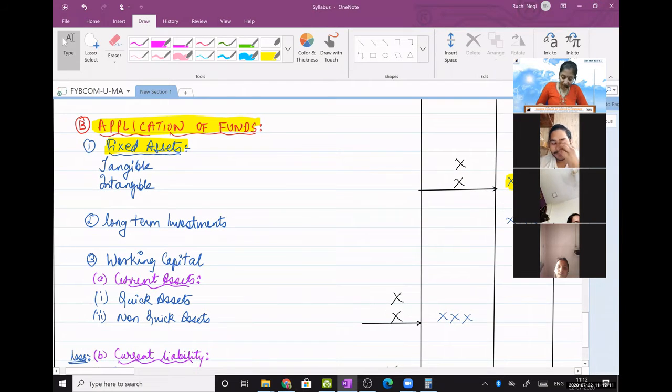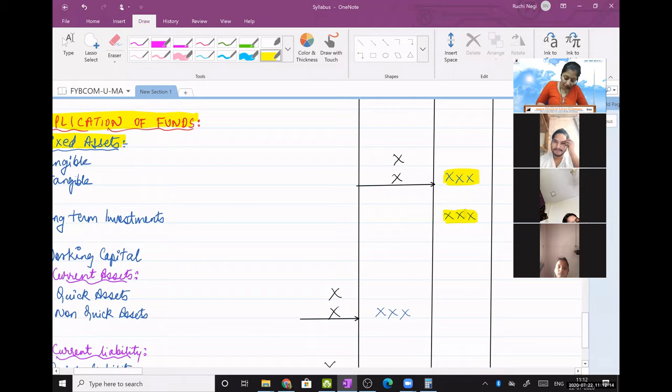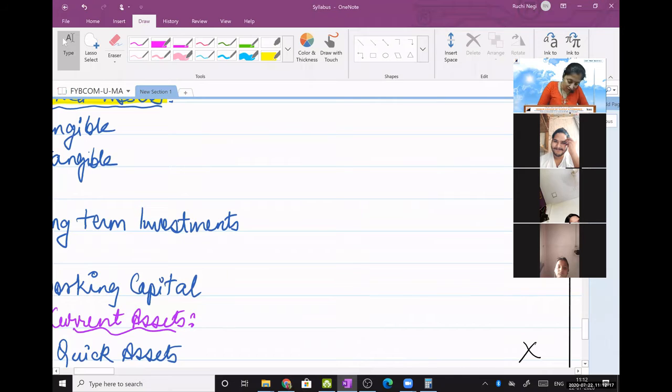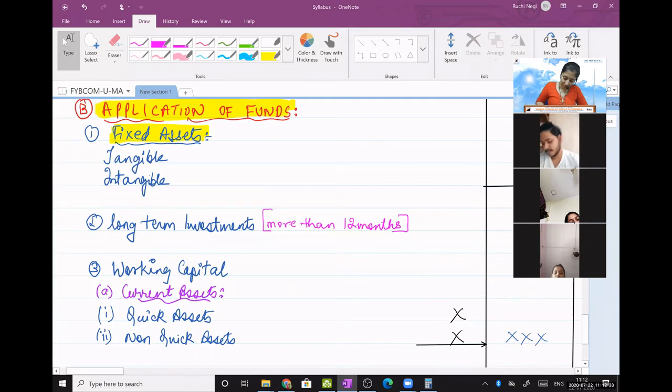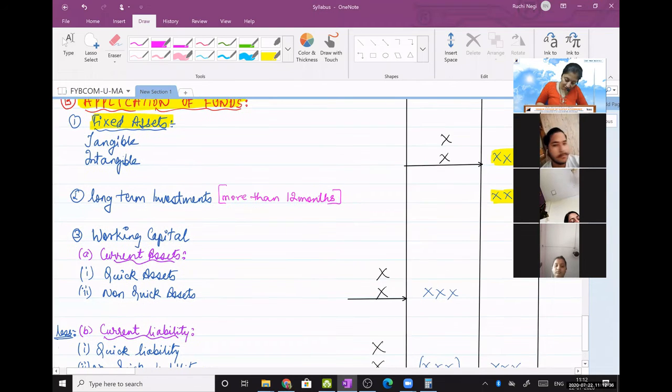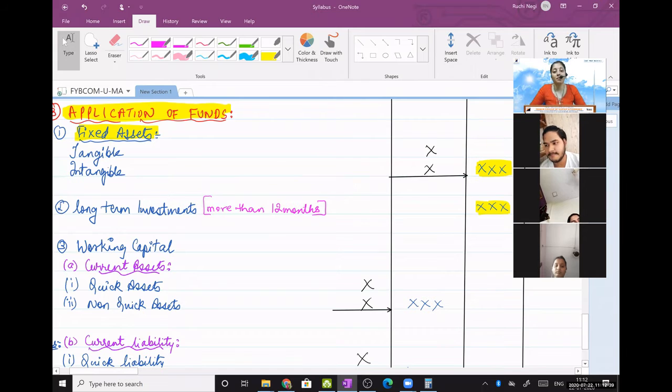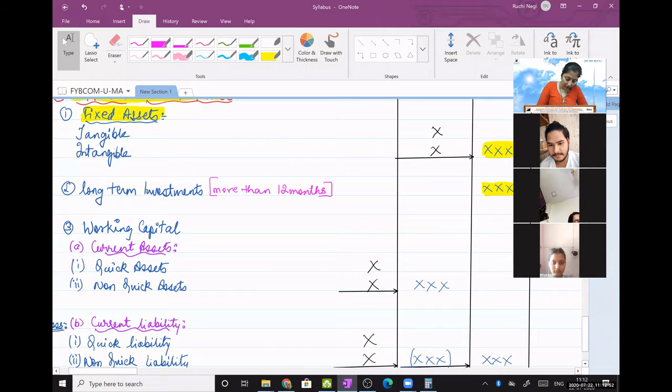Next, long-term investments. Okay. That means just write it down. What are long-term investments? Investments made for more than 12 months. Okay. If it is less than 12 months, then it is not long-term. Then it will come under short-term under current assets. Okay, so make a note of this. Long-term investments, second category under application of funds. Next, so long-term is also done.